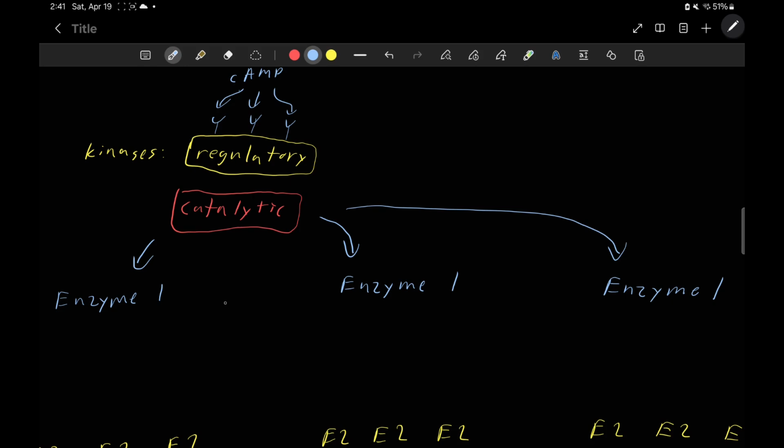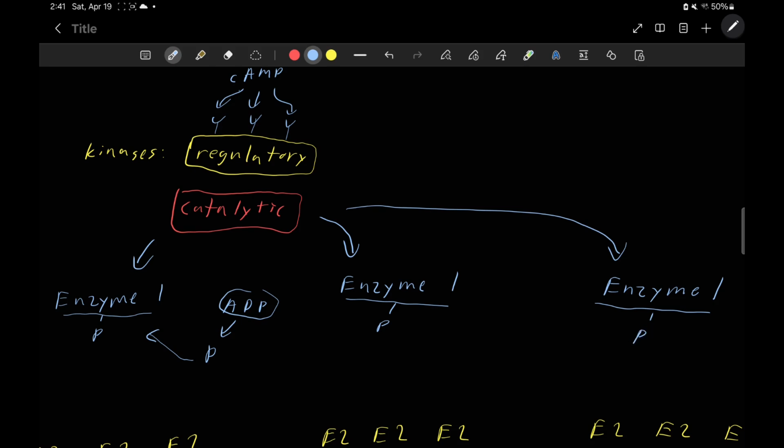Let's say you have ATPs floating around inside the cell. It can steal a phosphate group from this ATP. So now this ATP becomes ADP, because it now has 2 phosphates instead of 3. And it transfers this phosphate over to your enzyme. So now your enzyme has a phosphate group on it, and it can do this for all of these enzymes.